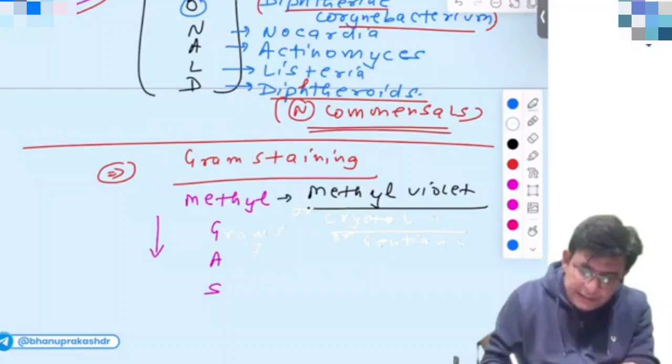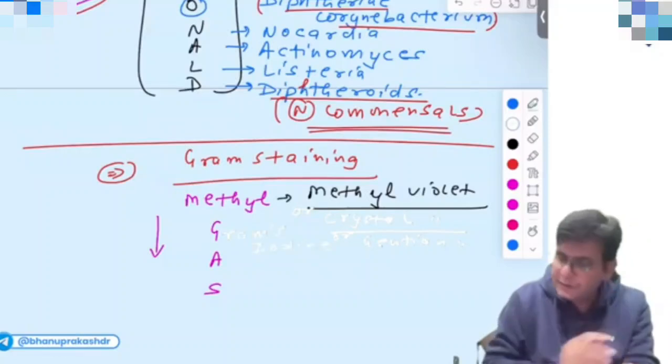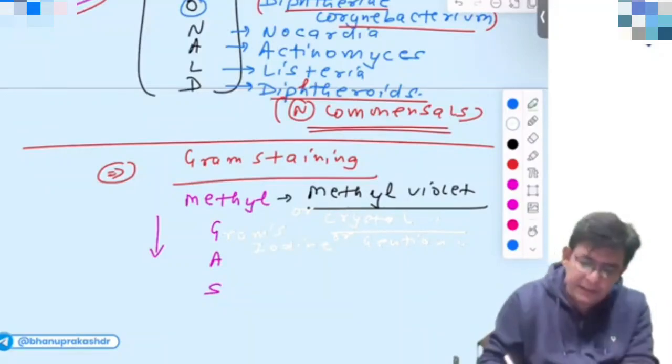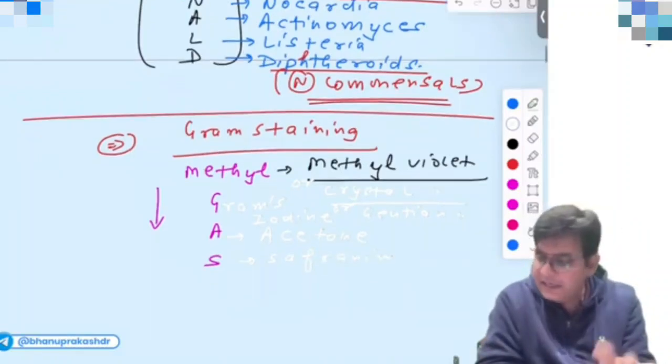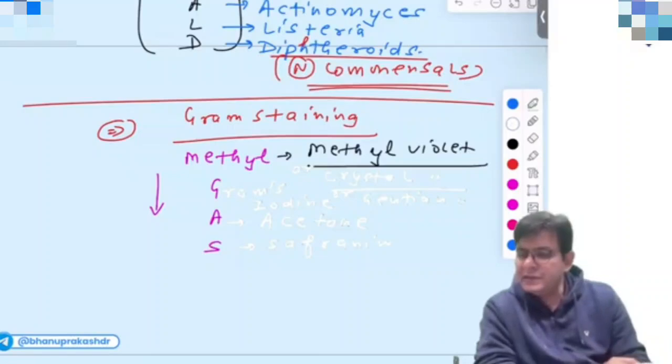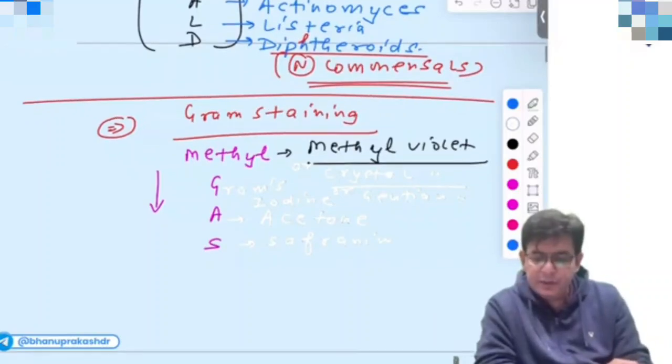G is what? G is gram's iodine. A is what? A is acetone. And S is what? S is safranin. So this is the sequence which you should know.